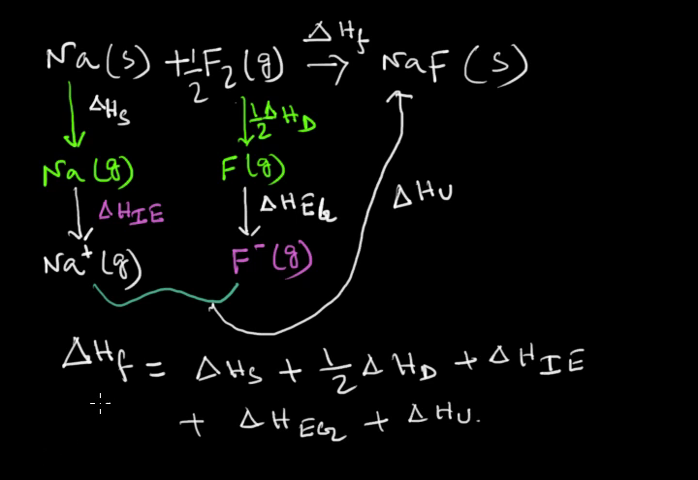Now, if we know all the enthalpy terms, that is delta HF, delta HS, delta HD, delta HIE, delta HEG, then we can calculate delta HU. So the Born-Haber cycle correlates delta HU with other thermodynamic functions like sublimation energy, dissociation energy, ionization energy, electron gain enthalpy, enthalpy of formation, etc. This is the Born-Haber cycle. Now let us consider a numerical example.